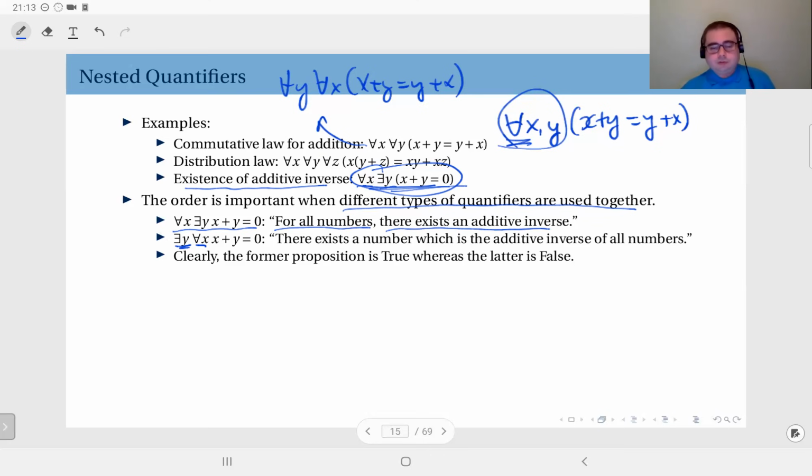That is significant because this now binds all numbers to the same y. So there exists a y value such that for every x value, when you sum them up, you get 0. So what this says is there exists a number which is the additive inverse of all numbers, which is clearly false, right? Well, additive inverses exist, but they are all different for different numbers. That's not what we were trying to say. So this is true, the first one, but this one is not true. It's false because it actually says something different.